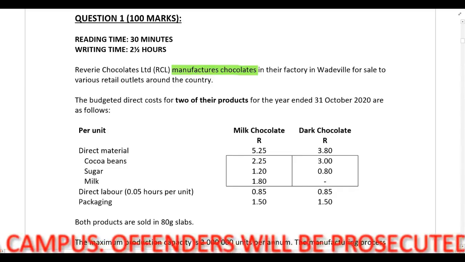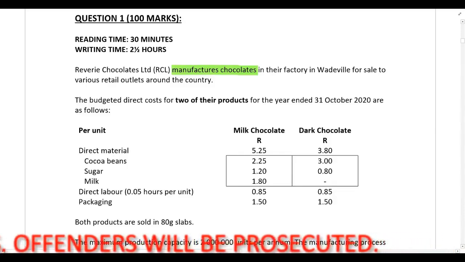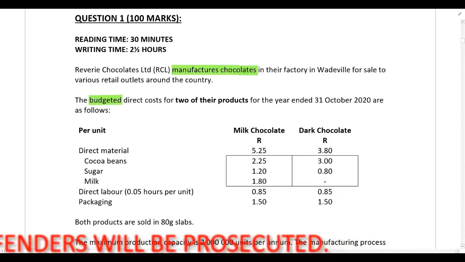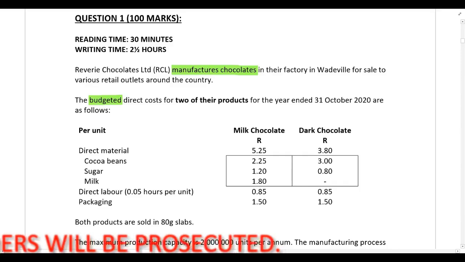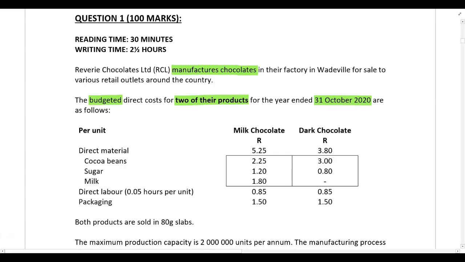Alright, so let's just analyze this in a bit more detail. Firstly, these are not actual costs that you've been given, these are budgeted costs. In addition to that, you've only been given the cost for 2 of their products, milk chocolate and dark chocolate, not all of the products that they manufacture. And this information is for the year ended 31 October 2020. So we are looking at the financial year 1 November 2019 to 31 October 2020.